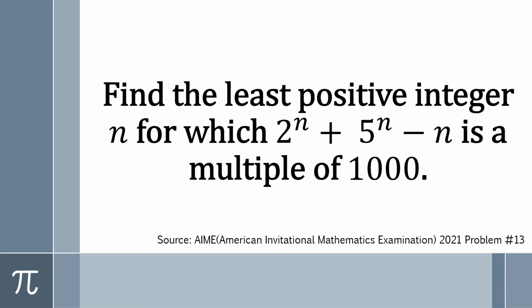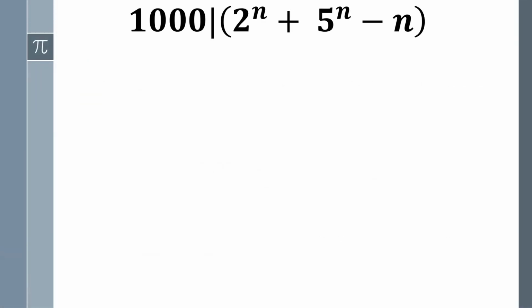Here comes the question. Find the least positive integer n for which 2 to the nth power plus 5 to the nth power minus n is a multiple of 1000. When we see this question, we know it asks us to solve a congruence relationship.